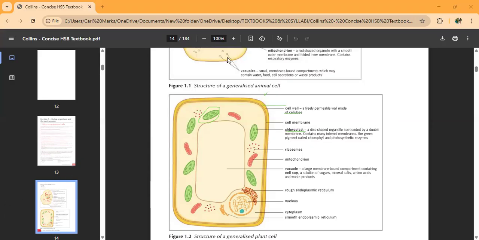So we're going to move on to functions of the cell organelles. So we had a table to look at. Let me see if I can get rid of all these thingies that are green. So we're moving on.